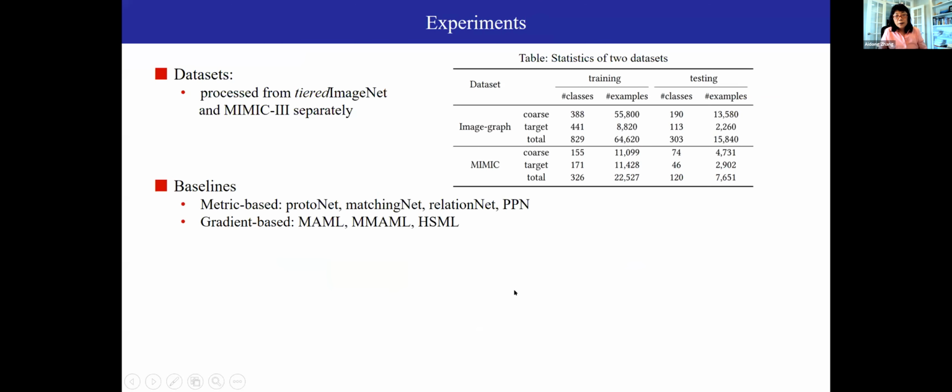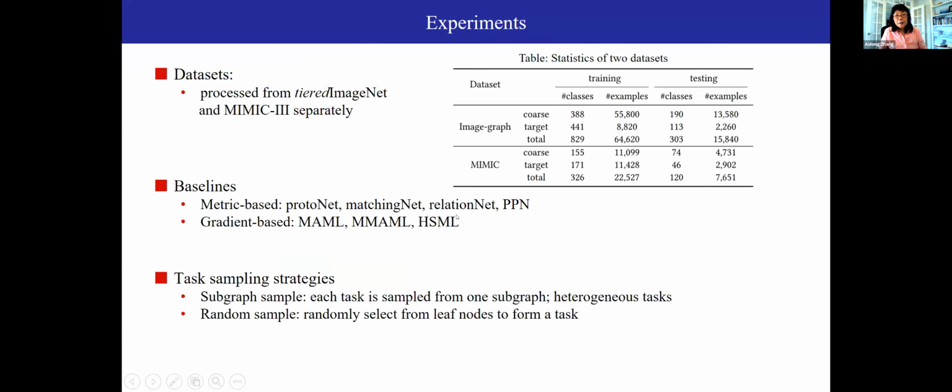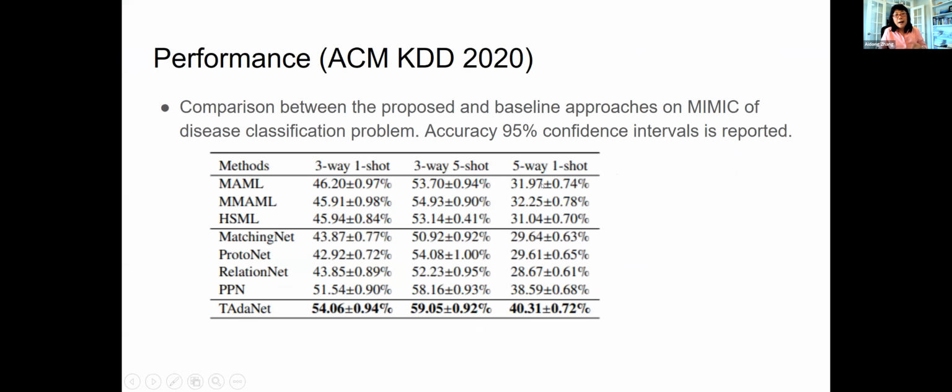So here are the results. When we look at MIMIC, there is a huge number of classes and examples, but each individual class is allocated separately. And then we compare the performance between all the different meta-learning methods and our method with the knowledge-integrated graph.